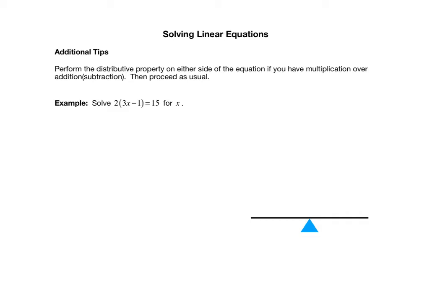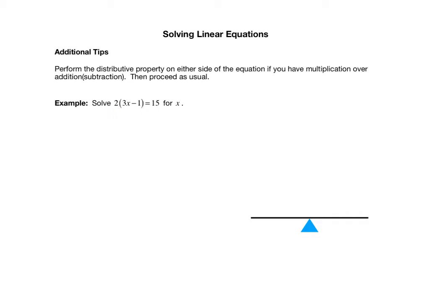So ultimately, in this screencast, you want to perform the distributive property on either side of the equation if you have multiplication over addition, then proceed as usual. So if it's there, you perform it. If not, then obviously you would not worry about it. So let's go ahead and solve this equation right here.